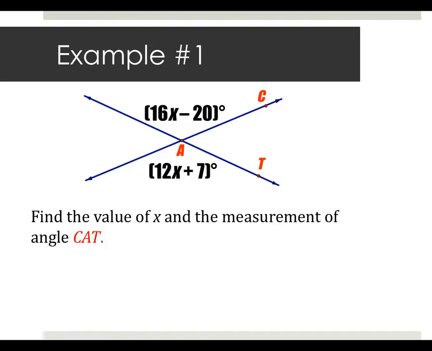What's the relationship between vertical angles? Why? Because 16x minus 20 and 12x plus 7 are a linear pair with the other angle. Uh-huh. And then 12x plus 7 and the other one are a linear pair. So those 2 are next to each other. Everybody follow that? Are you convinced?